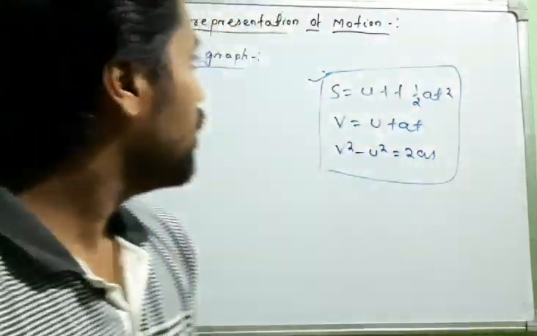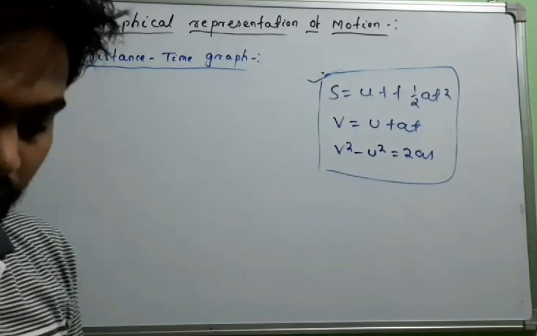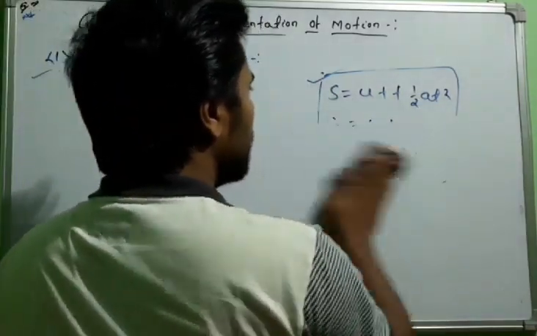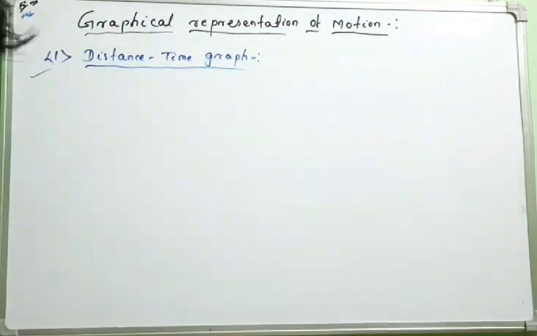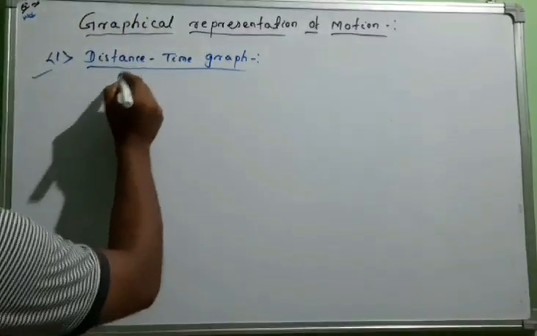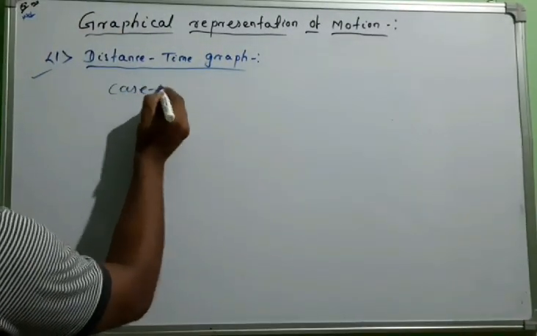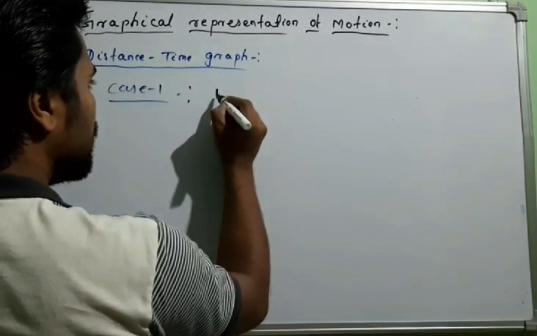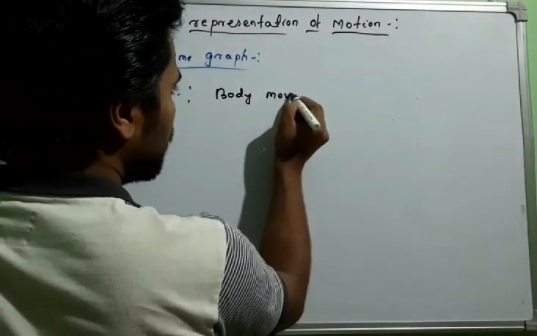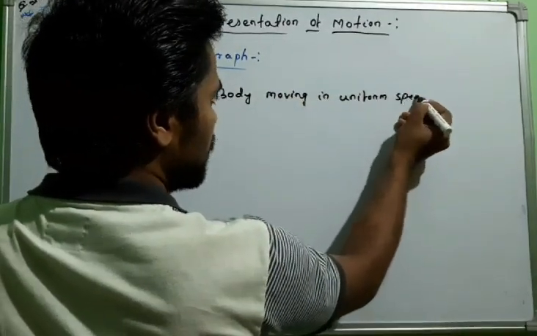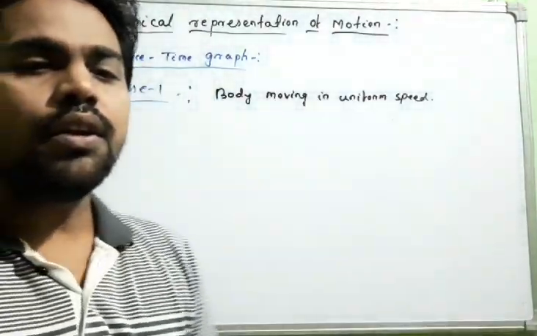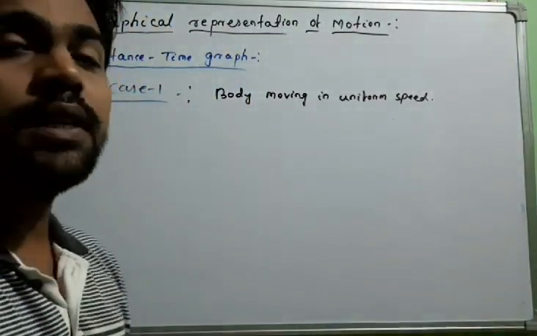So let's proceed. Graphical representation of the distance versus time graph. Students, here there are two cases, case 1 and case 2. In case 1, a body is moving in a uniform speed. When a body is moving in uniform speed, what will be the distance versus time graph?